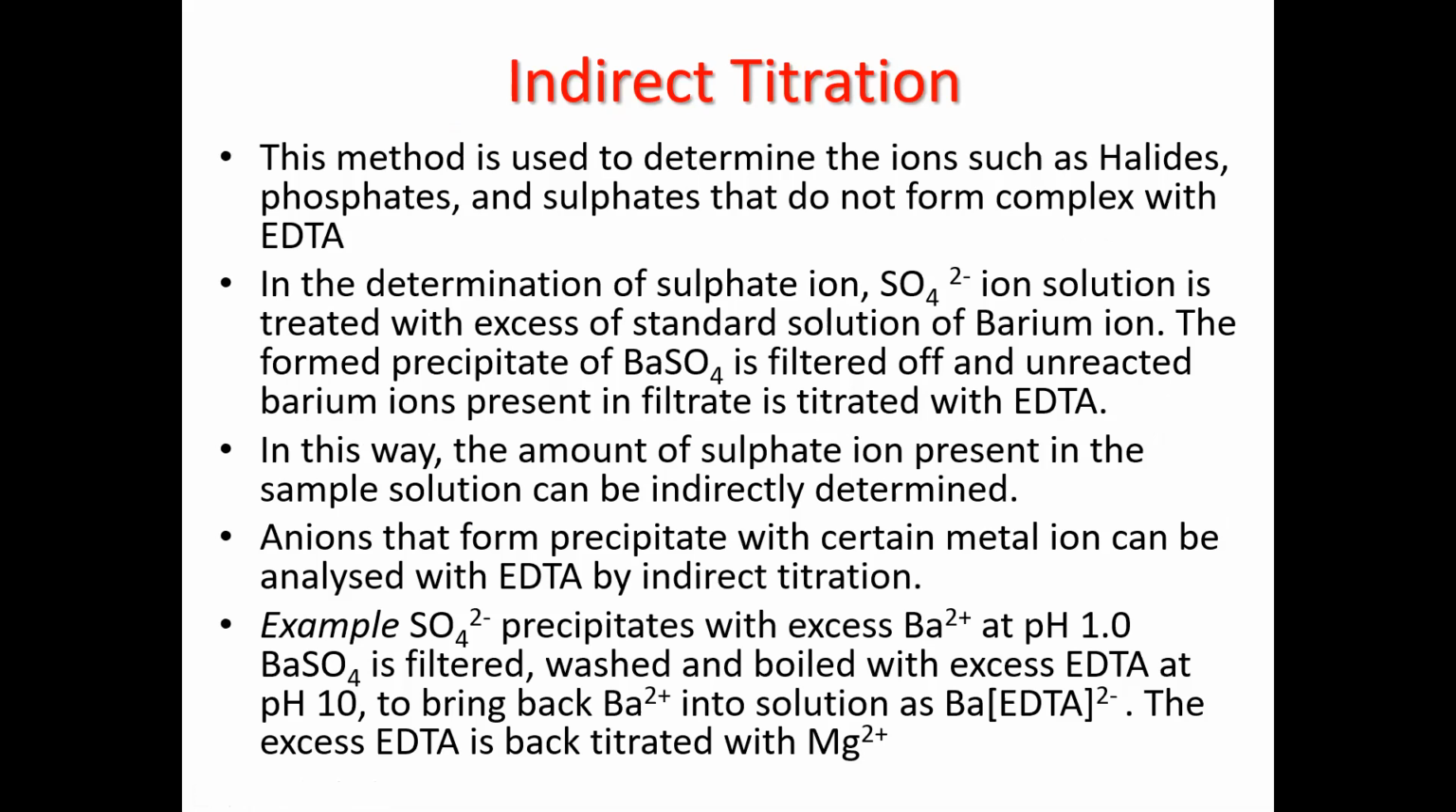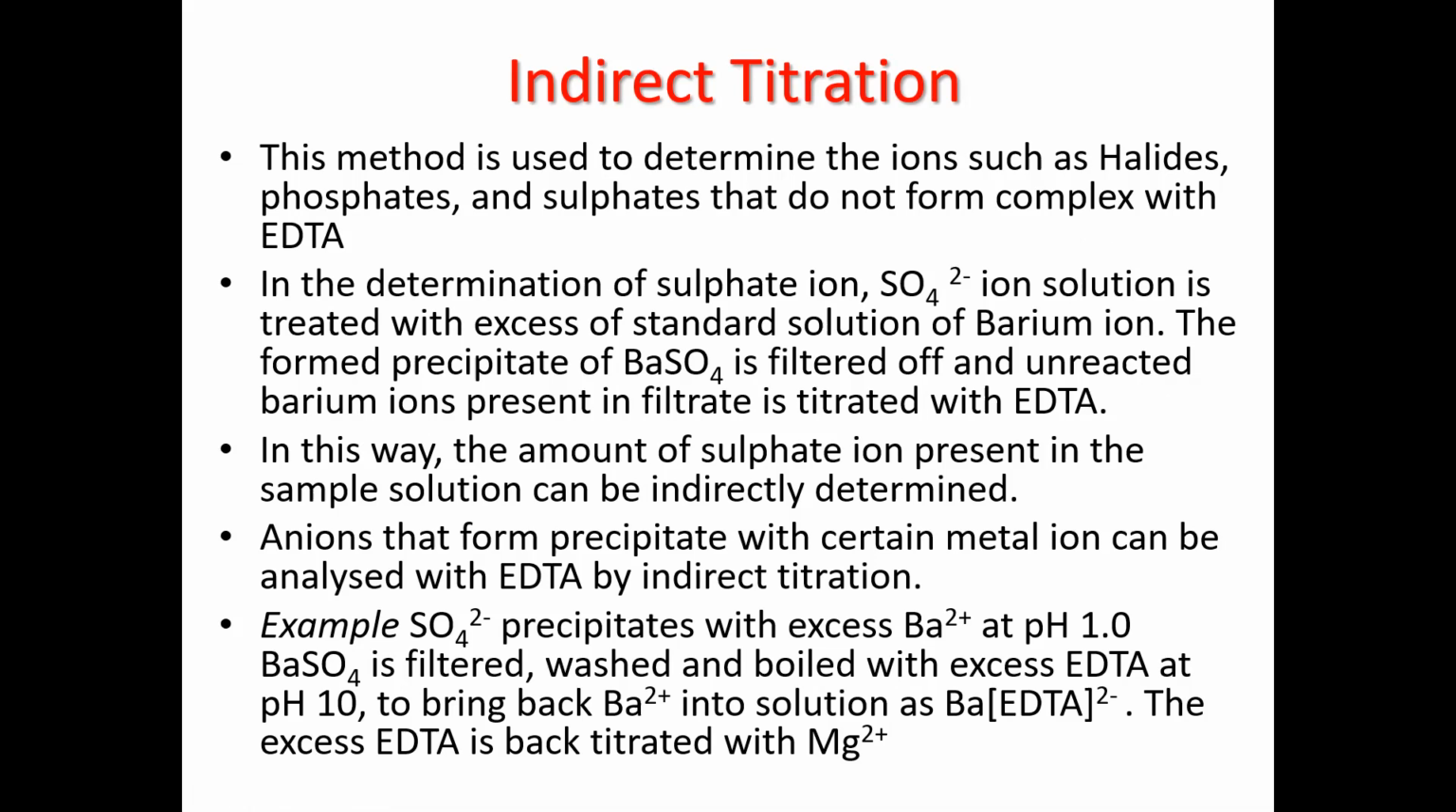Then we have the indirect titration. This method of EDTA titration is used to determine ions such as halides, phosphates, and sulfates. These ions do not form complexes with EDTA. Remember that what forms a complex with your EDTA is your metal. But if you have a solution of maybe your metal halide or your metal phosphate or your metal sulfate, you can find the concentration of your anion from the titration.